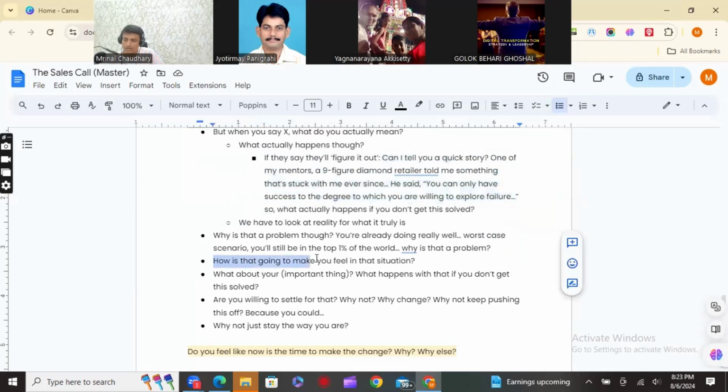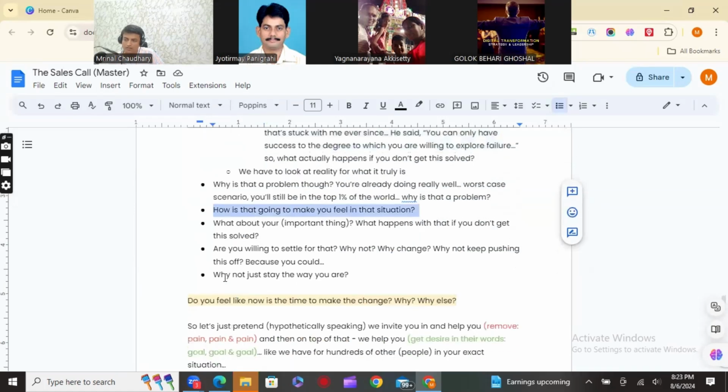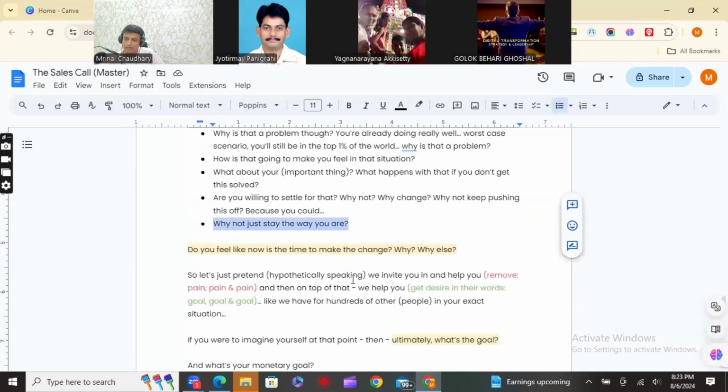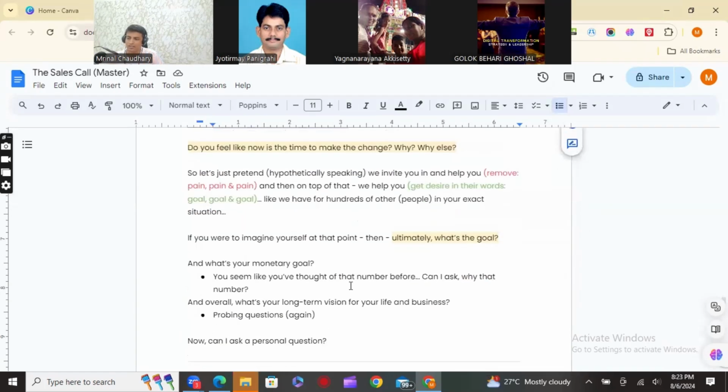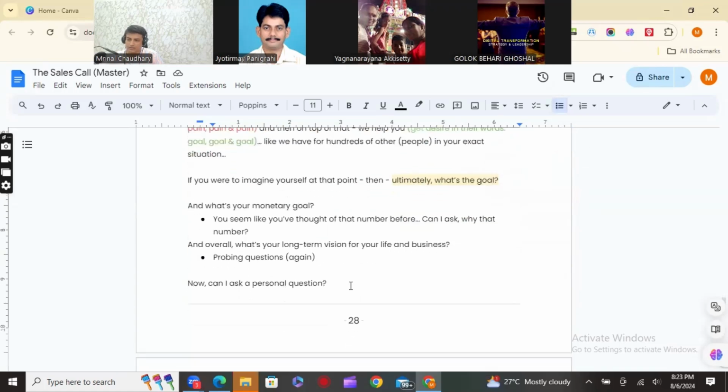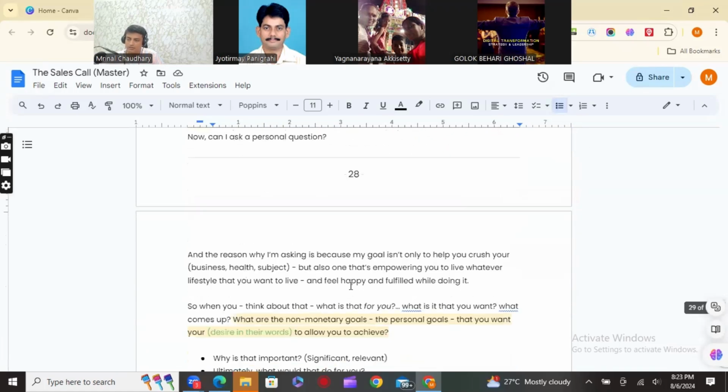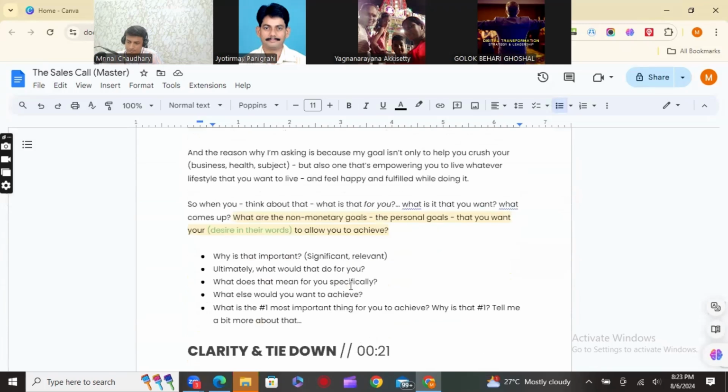How is that going to make you feel in that situation? So we are going, if you are not able to stay where you are, then what will change? So the person will answer that working in a 9 to 5 job will make me feel like a loser. I see my friends, they are at various different places, but I am here. I also want to travel, explore all these things. So this will not make me feel good. Like that, we have to explore this thing.